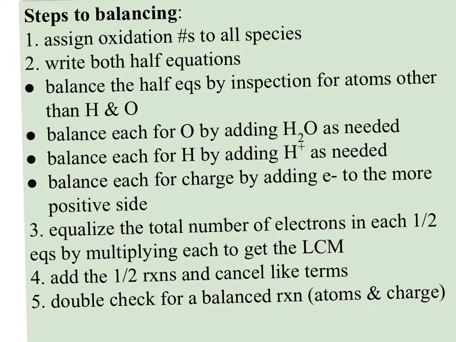Finally, before you add the two half equations together to get your balanced redox equation, you have to equalize the total number of electrons in each half equation. So it might mean you have to multiply one of the equations by 2 so that they have a like number of electrons being gained and lost. Or you might have to multiply them both, 1 by 2 and 1 by 5 for a least common multiple of 10. At that point, you should be able to add the half reactions and cancel like terms. And then I always like to suggest you double check for a balanced reaction in terms of both atoms and charge.